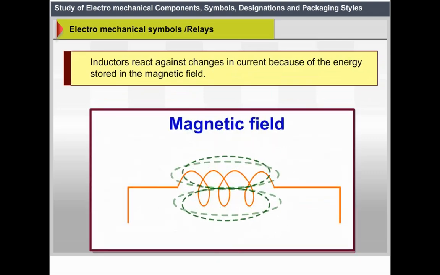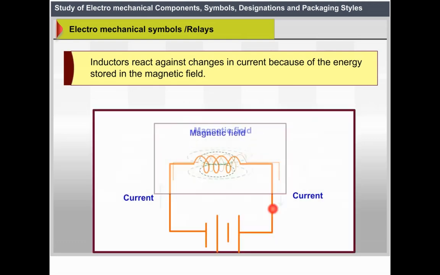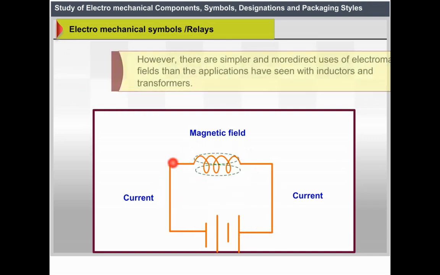Inductors react against changes in the current because of the energy stored in the magnetic field. When constructing a transformer from two inductor coils around a common iron core, it uses this field to transfer energy from one coil to another.